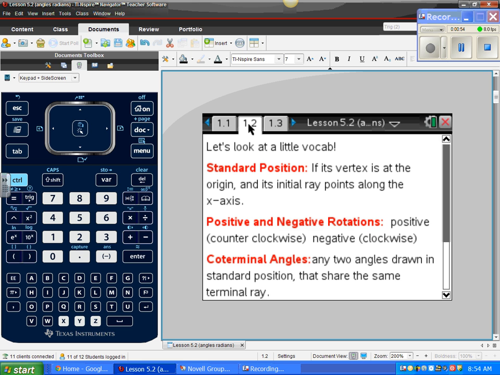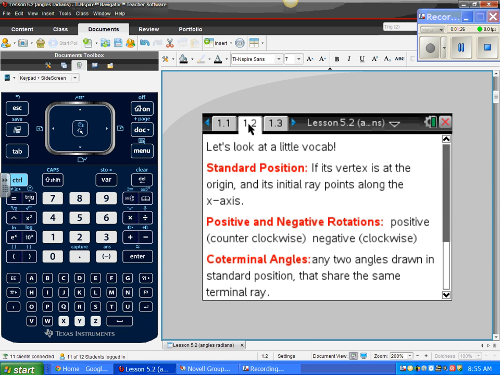Okay, so the first thing we're going to talk about is something called standard position. Standard position is when you have an angle, and when we graph angles in trig, we graph angles on a coordinate plane. So that means XY axis, right? So standard form is when you take that angle, you graph it on the XY axis. The vertex is going to be at the origin, and the initial ray is going to be along the x-axis.